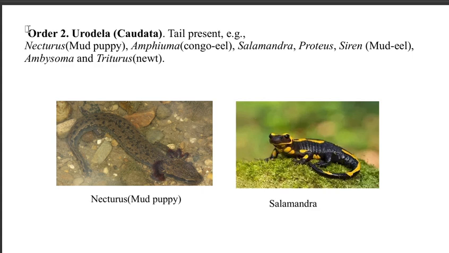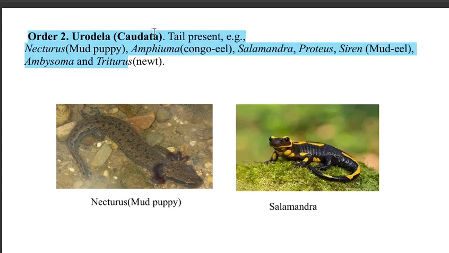Now the second order is the Urodela or Caudata. Uro means tail, so they have a tail. The tail is present in the Urodela or Caudata. The examples are Necturus, commonly called the mud puppy, Amphiuma, called the Congo eel, Salamandra, Proteus, Siren, which is the mud eel, Ambystoma, and Triturus. This is the image of the mud puppy and this is the image of the Salamandra.